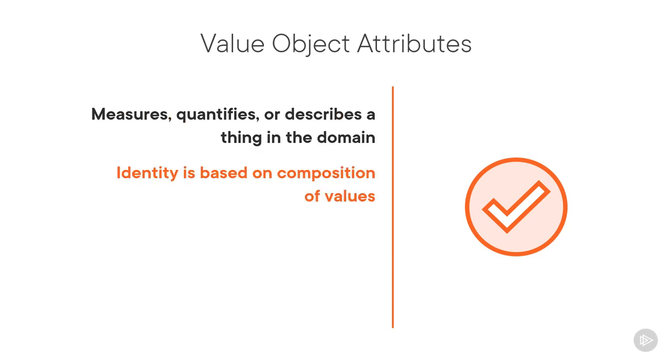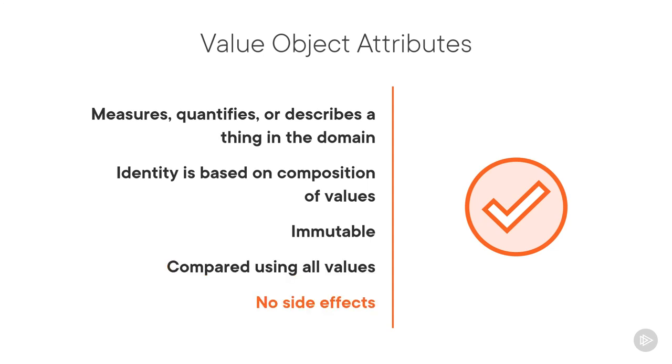Rather than having an identity key, its identity is based on the composition of the values of all of its properties. Because the property values define a value object, it should be immutable. In other words, you shouldn't be able to change any of the properties once you've created one of these objects. Instead, you would simply create another instance with the new values. If you need to compare two value objects to determine if they are equal, you should do so by comparing all of the values. Value objects may have methods and behavior, but they should never have side effects.